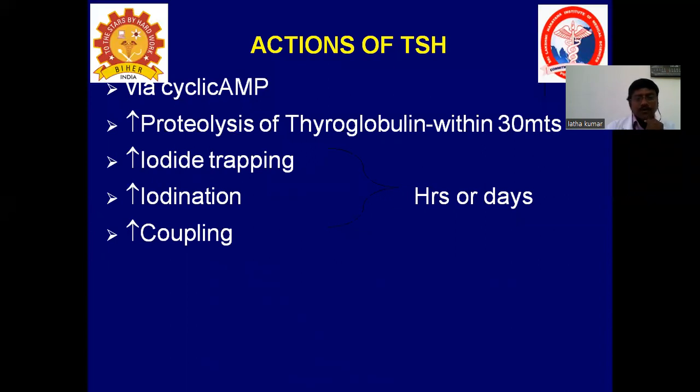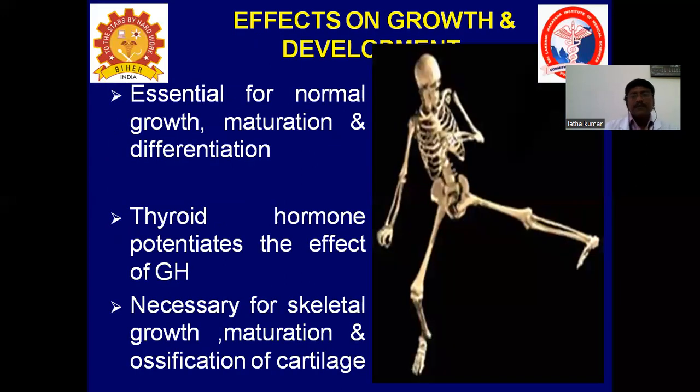Actions of thyroid hormone. It acts via cyclic adenosine monophosphate and increases the proteolysis of the thyroglobulin within 30 minutes, and increases iodide trapping and iodination. The iodide trapping, iodination and coupling may take hours or days. Okay, now essential growth and development: effects of the thyroid hormone on growth and development.